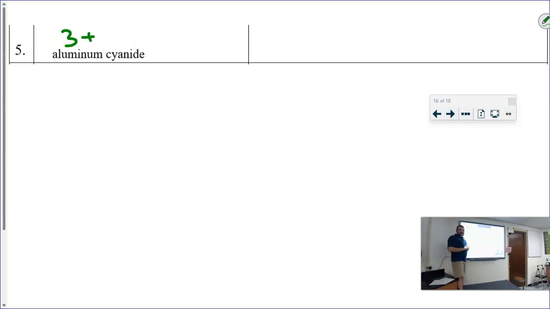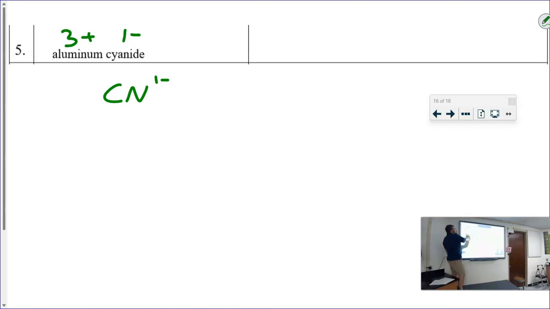Cyanide. Now, this one's funky. You see that ide ending? You might be thinking, oh, that must be an element off the periodic table. It's not. Cyanide is one of our polyatomic ions. Not very nice, because that ending is not what we normally would go looking for, but cyanide is the following. It is CN with a 1- charge.